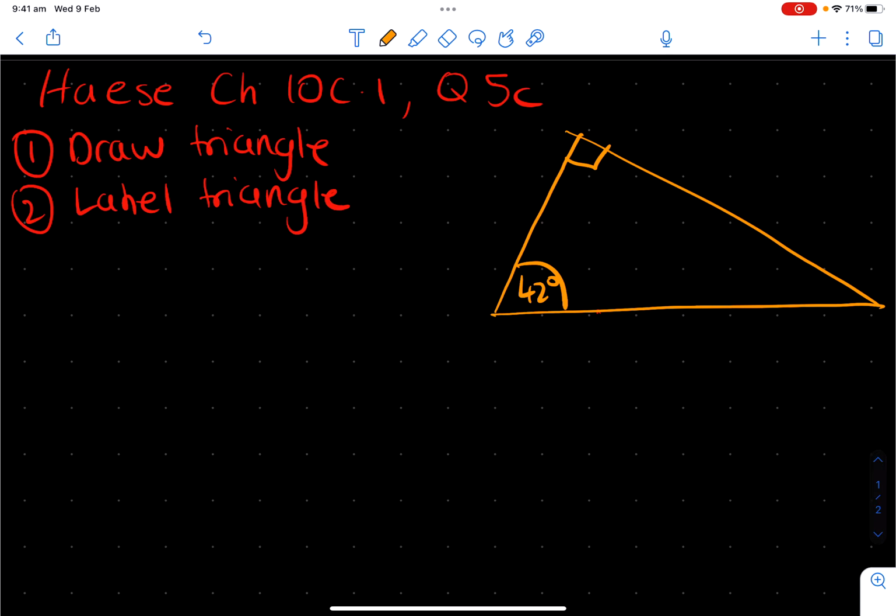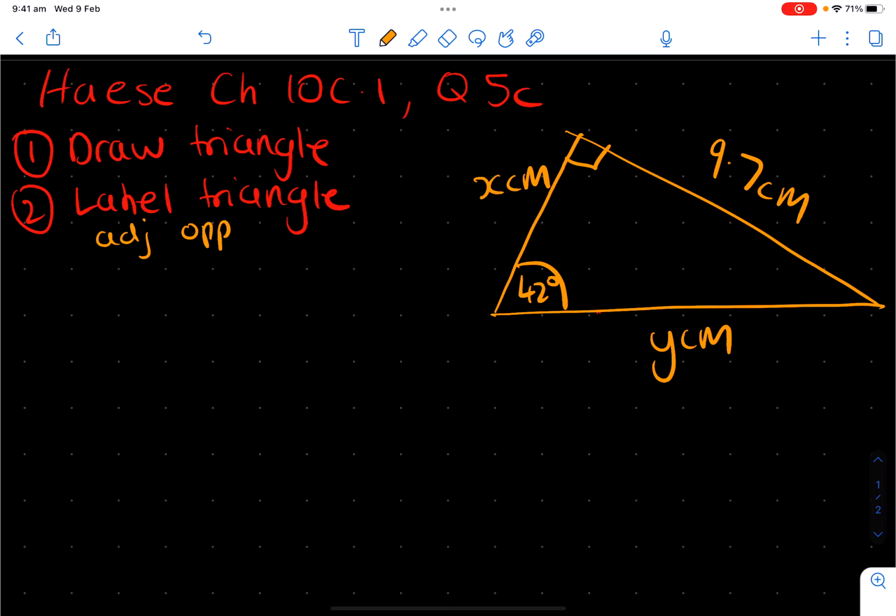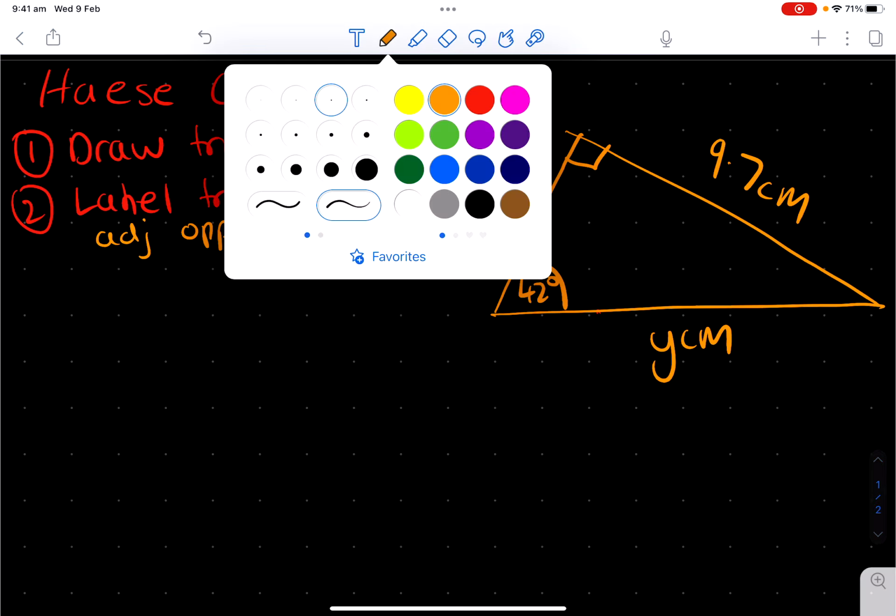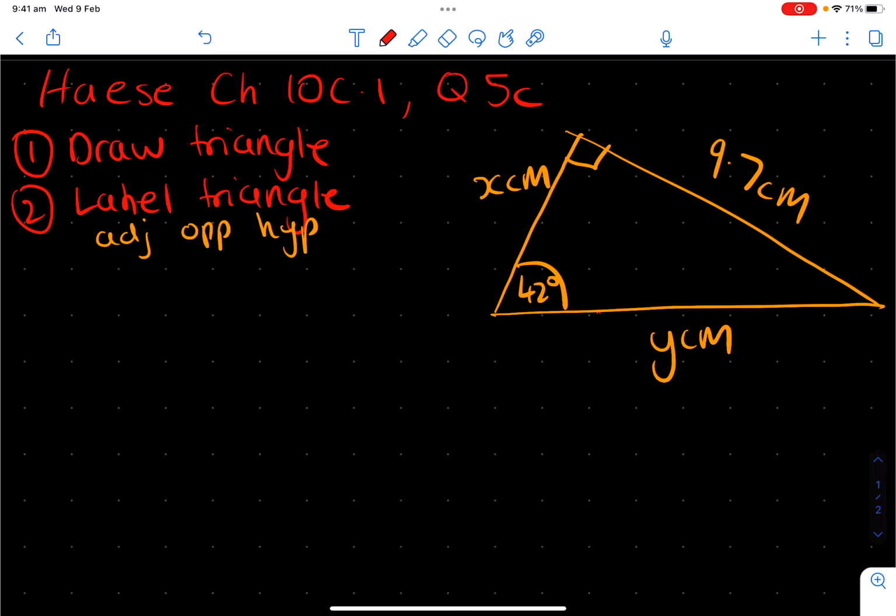So we've now put our sides and our angle in, and now we are up to our labeling step. So we've got our adjacent side, opposite side, and hypotenuse that we now need to label. So I always do the opposite side first. It's always opposite to the angle, so I illustrate that with an arrow. The hypotenuse is our longest side, which is easy to work out. And our adjacent side is the one left over.